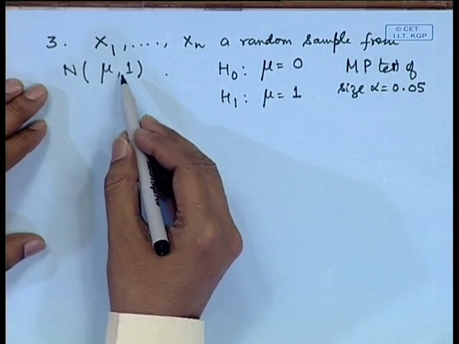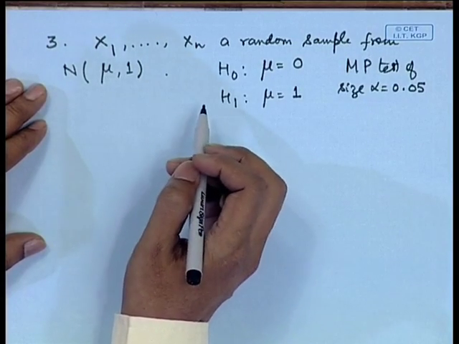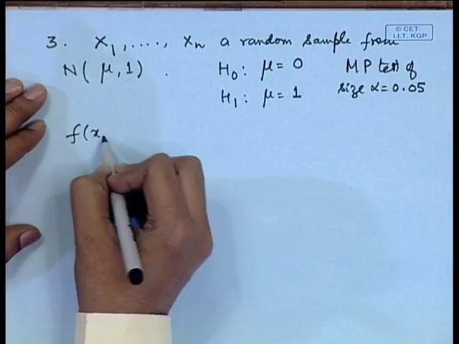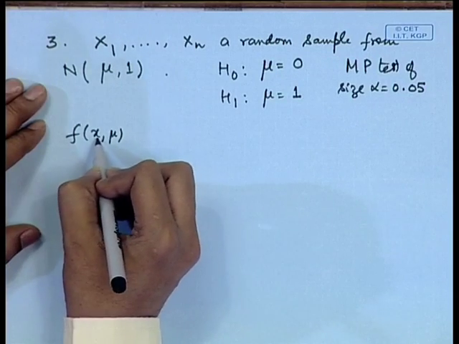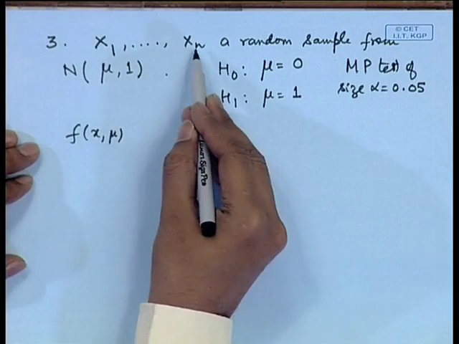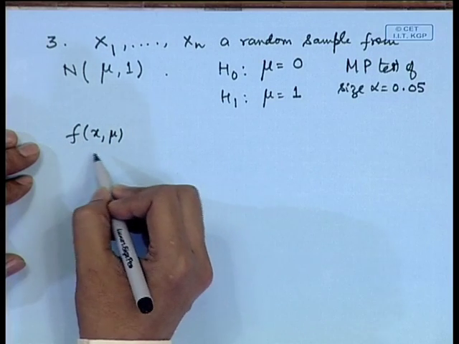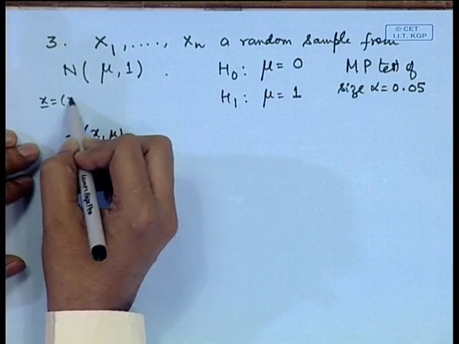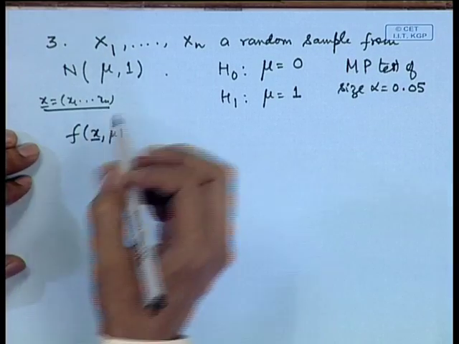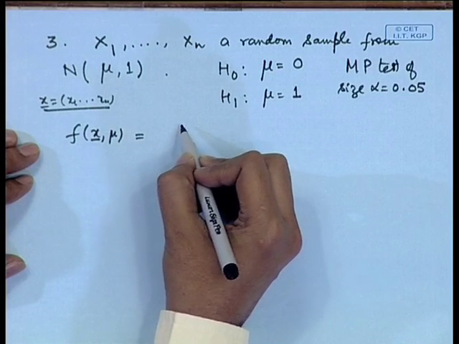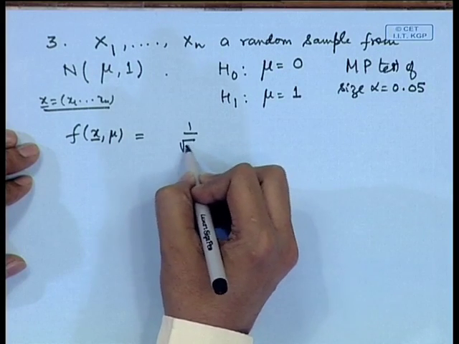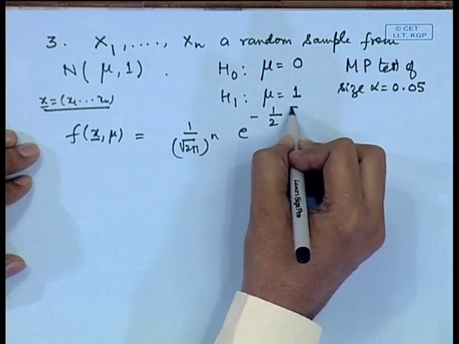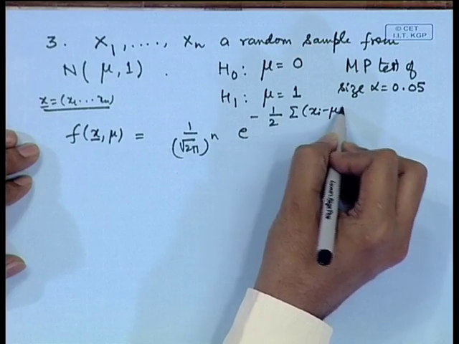So, the first thing is that in application of the Neyman Pearson lemma, we need to write down the probability density function, that is f(x, mu). Now, here x means we are observing a sample X 1, X 2, X n, therefore, we need to write down this density function as a joint density function of X 1, X 2, X n. So, this is turning out to be 1 by root 2 pi to the power n e to the power minus 1 by 2 sigma (x i minus mu) square.